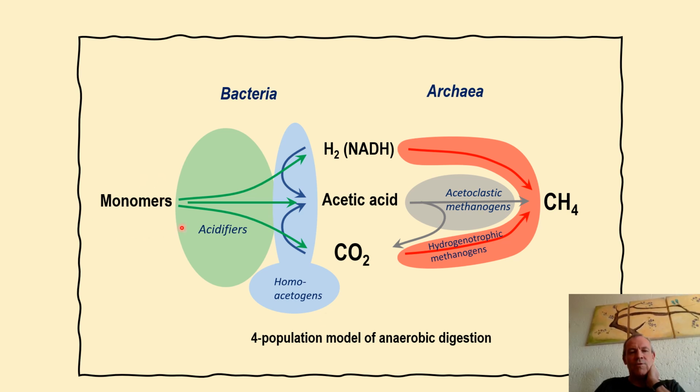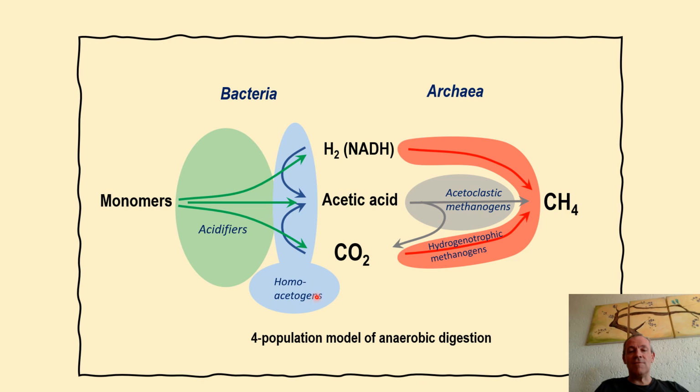All the monomers, of course, the breakdown of the monomers is another process facilitated by enzymes that might take some time, but once you got your monomers, it's basically a breakdown to volatile fatty acids, and initially all will go to acetic acid, but in the process you also make hydrogen and you also make CO2.